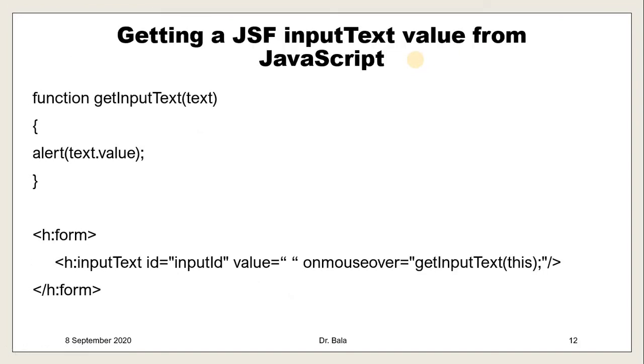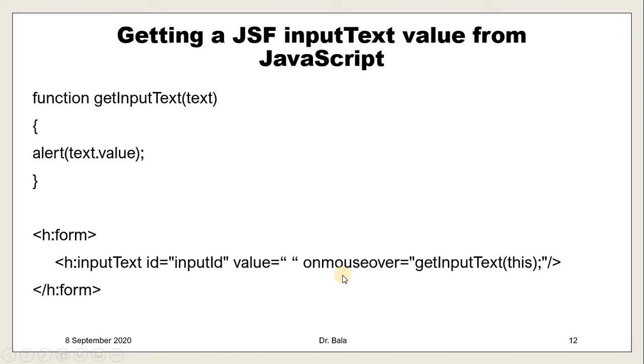Now with the same idea, we are going to get the input we typed in the JSF application. That is getting JSF input value from JavaScript. For that, in the form, there is an input text. I am going to type anything, and whatever you type here will go to JavaScript. We declared the input text with one ID, and the value is empty, which can be anything at runtime.